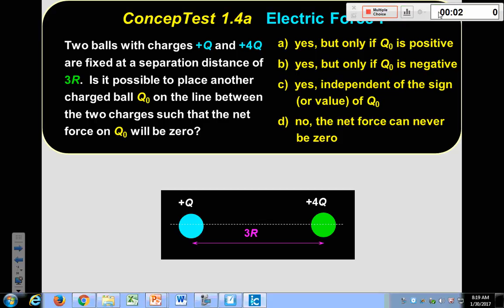In these two charges, is it possible to place a charge in between these two charges so that the force on that charge Q0, this test charge, if you will, will be 0? Well, can I place a charge somewhere between here so that the force on it is 0?